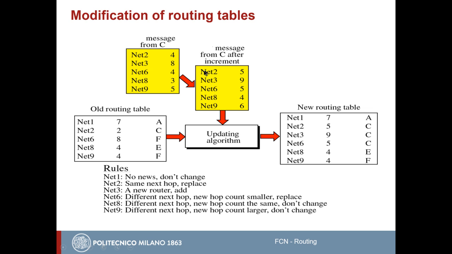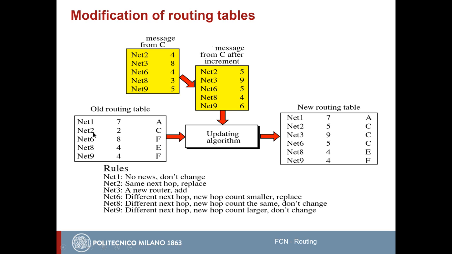So once the message has been received and it has been incremented, then we have to look at all the entries of the distance vector and check what to do entry by entry. For example, in the case of network 1, originally with distance 7, there is no network 1 in the distance vector. So network 1 is not reported, and therefore the table remains the same. It doesn't change because we don't have news regarding destination net 1.